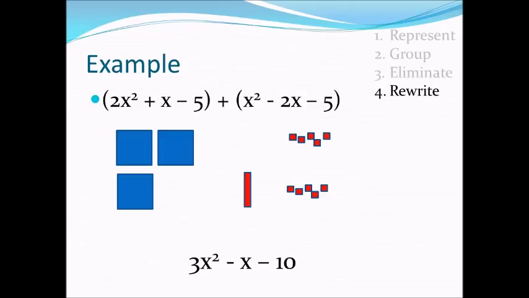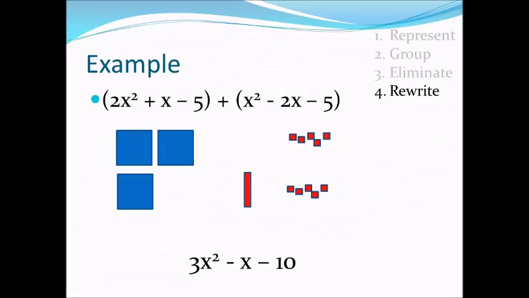Using what's left, I can then rewrite the polynomial, or the addition of the two polynomials. As I have 3 blue x^2 tiles, I'm going to write 3x^2, minus the 1 red x tile, so minus x, and then I count my little unit tiles and that gives me minus 10. So this is how you can actually add polynomials together. Again, it's very similar to the simplification process.